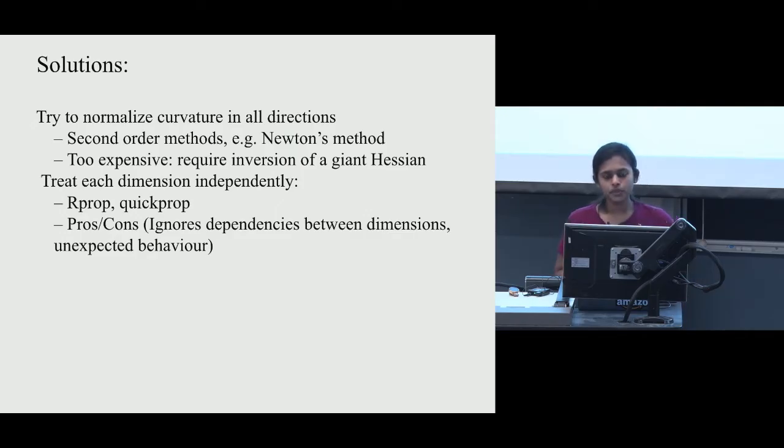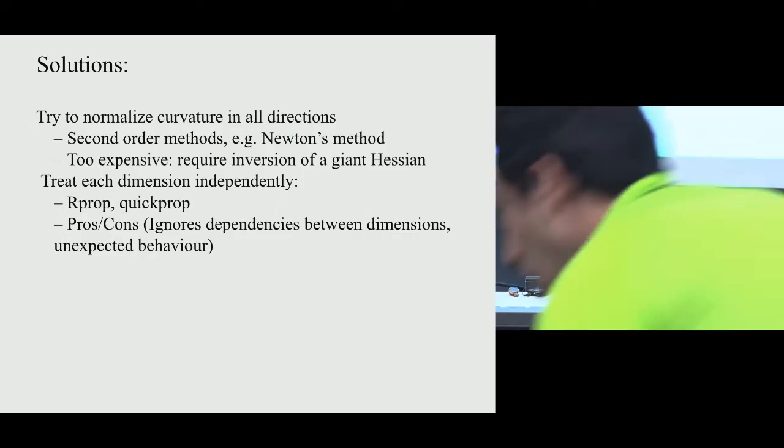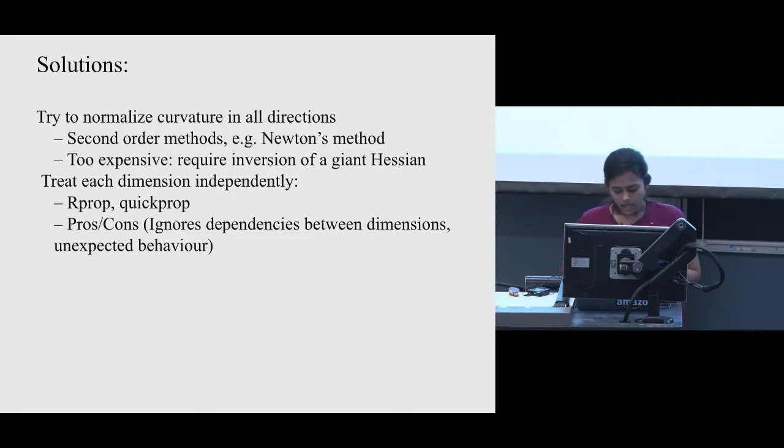What do you do when you have different curvature in all directions? One very intuitive thing you can do is try to normalize this and make sure that the curvature in all directions is normalized and similar. But this is a very exhausting process. It takes a lot of time, and after doing the normalization, you can only use second order methods, which will consume even more time. So generally, people don't resort to these normalizations.